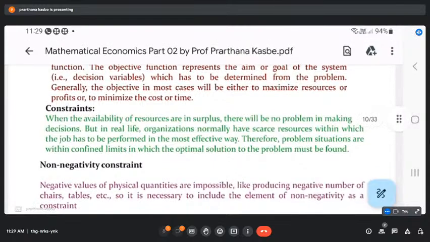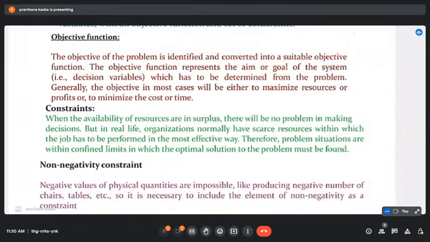ज्याला आपण अंदाजपत्रक रेषा पण म्हणतो त्या बजेट लाईन कन्स्ट्रेंटला. When the availability of resources are in surplus, there will be no problem in making decision. But in real life, organizations normally have scarce resources within which the job has to be performed in the most effective way. Therefore, the problem situation are within confined limits in which the optimal solution must be found. What is meant by the budget line constraint?